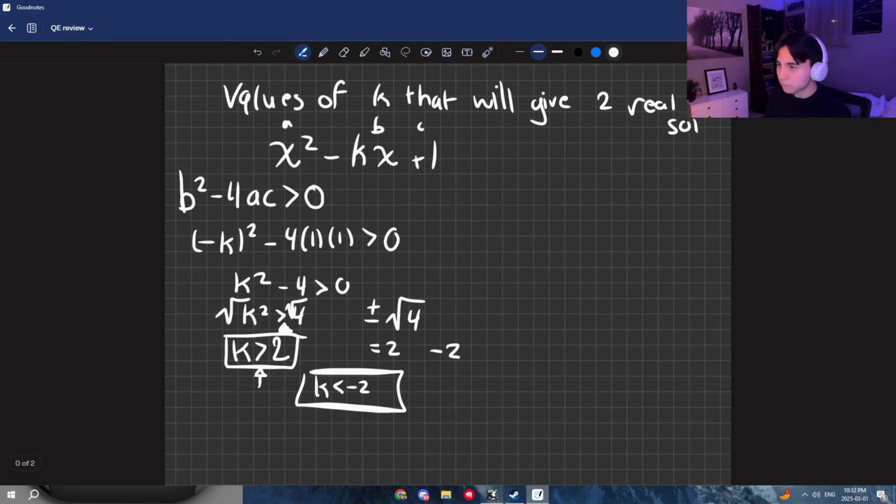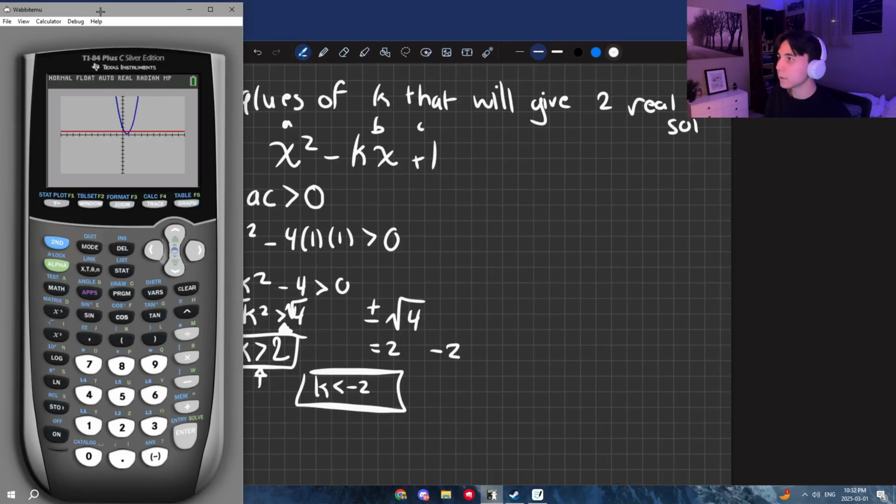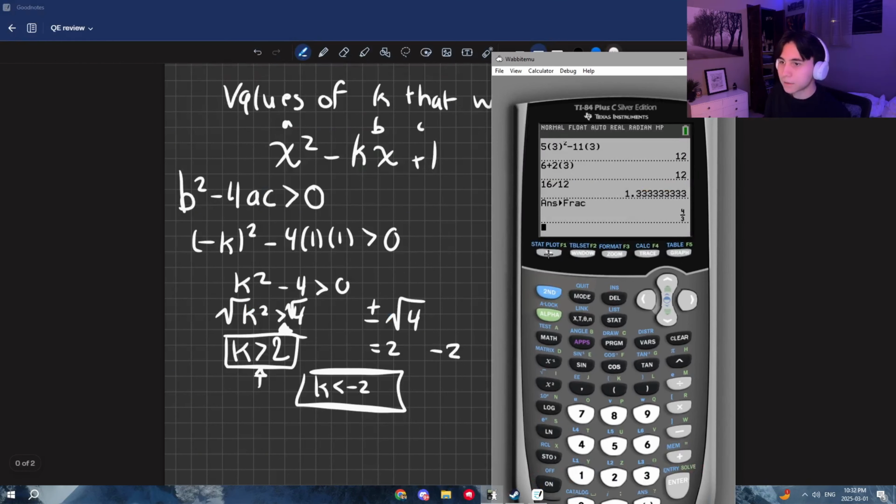So our shaded region will be where k is greater than 2, but k is less than negative 2. And I kind of want to display this with your calculator, and this is going to be more of a Unit 3 thing, but it's good to know because they're going to be asking you stuff like this.